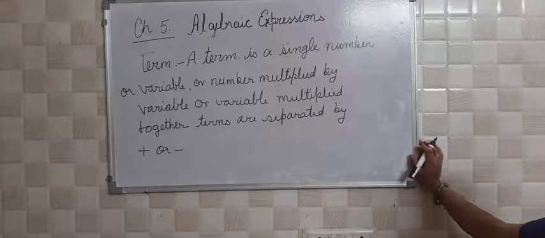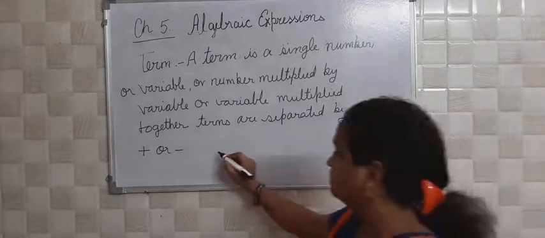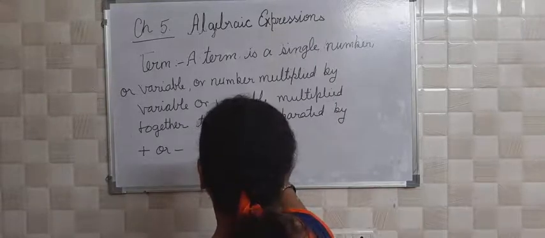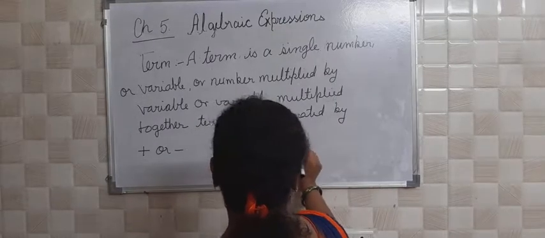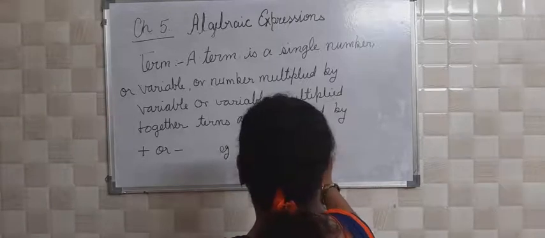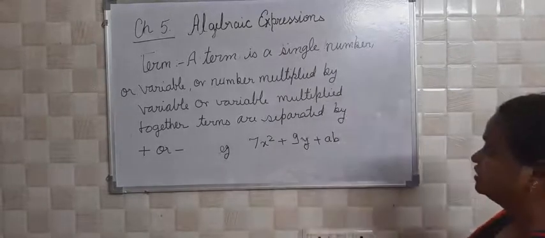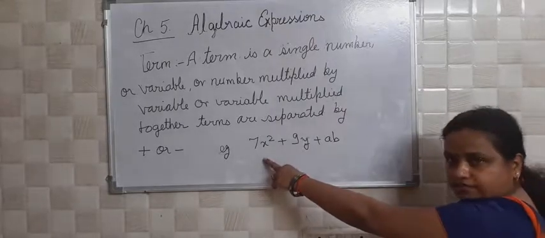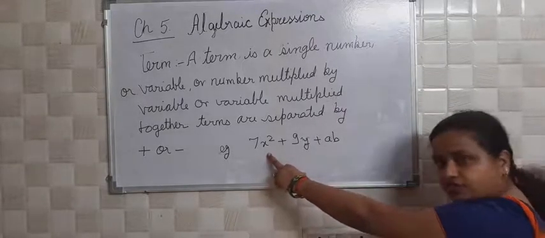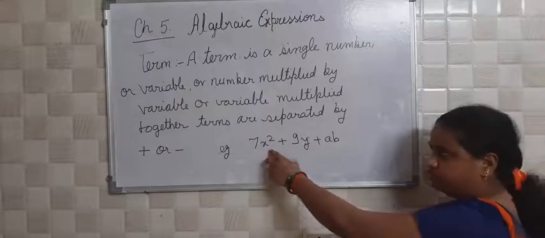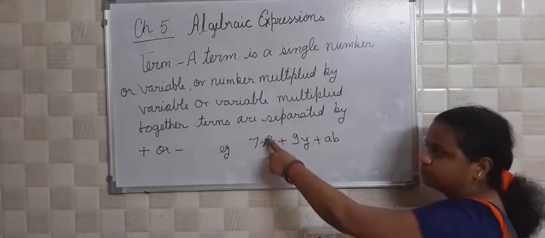You can have one example. Example: 7x square plus 9y plus ab. So what you have seen? 7 is a constant term, x square is your variable, x into x means both are the same and they are multiplied together to become x square.